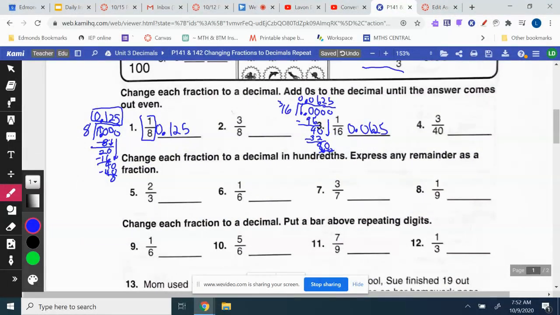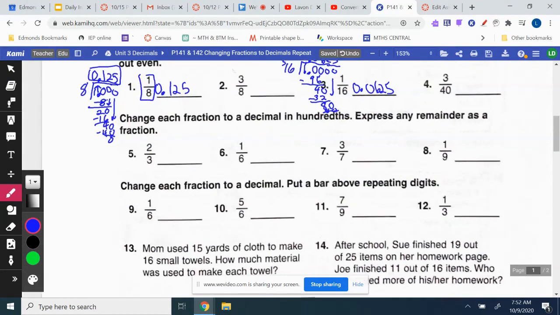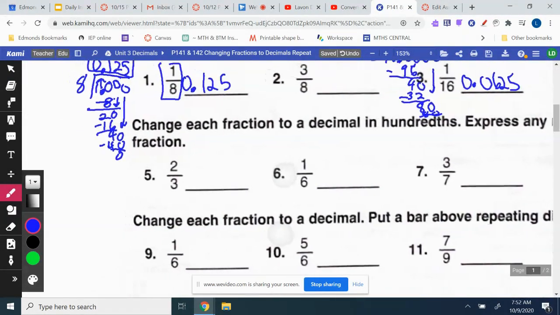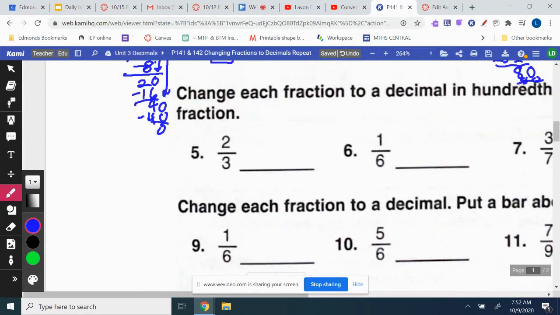Number 5 says, change each fraction to a decimal in the hundredths and express anything left over as a fraction. So let's go into this. 3 goes into 2. Well, it doesn't, so I add a 0 and a decimal. Raise my decimal straight up. 3 goes into 20 6 times. 6 times 3 is 18. Left over with 2. Add a 0.